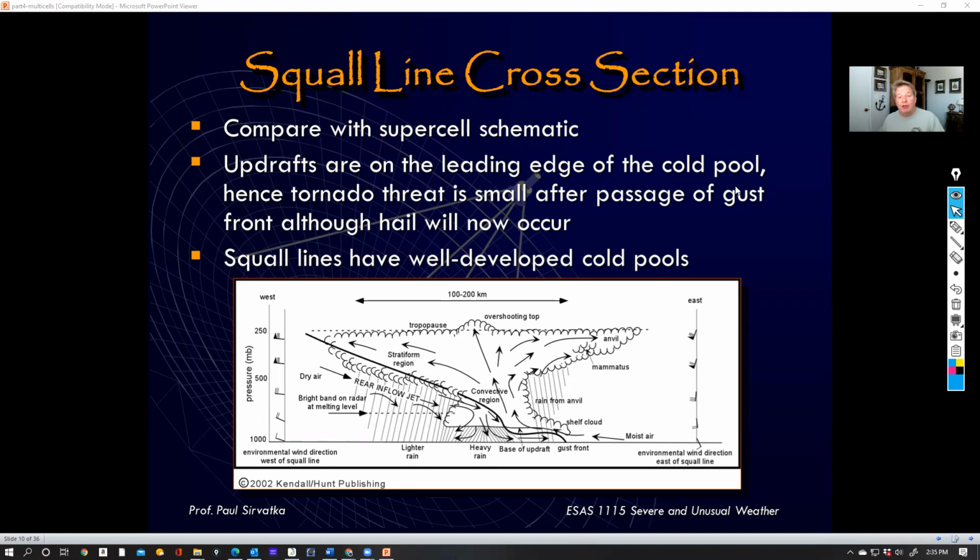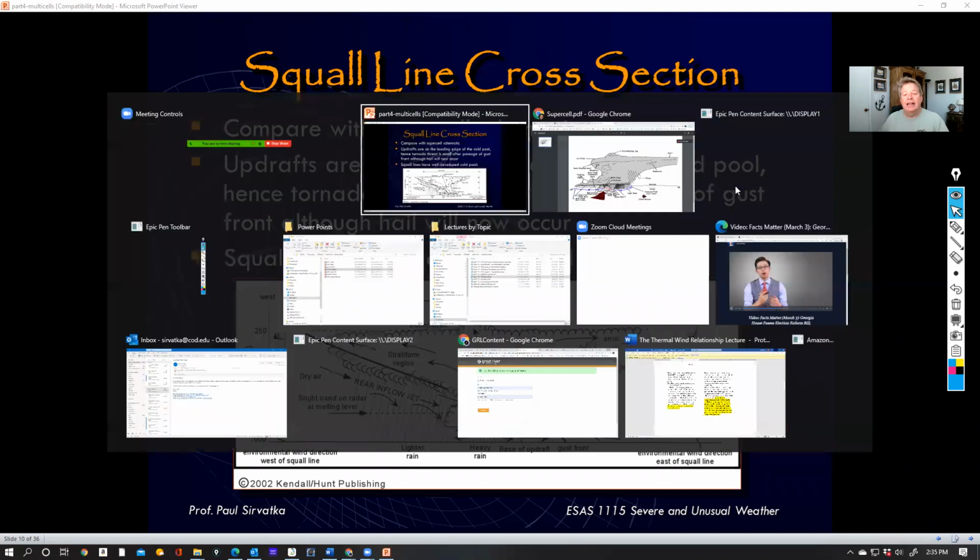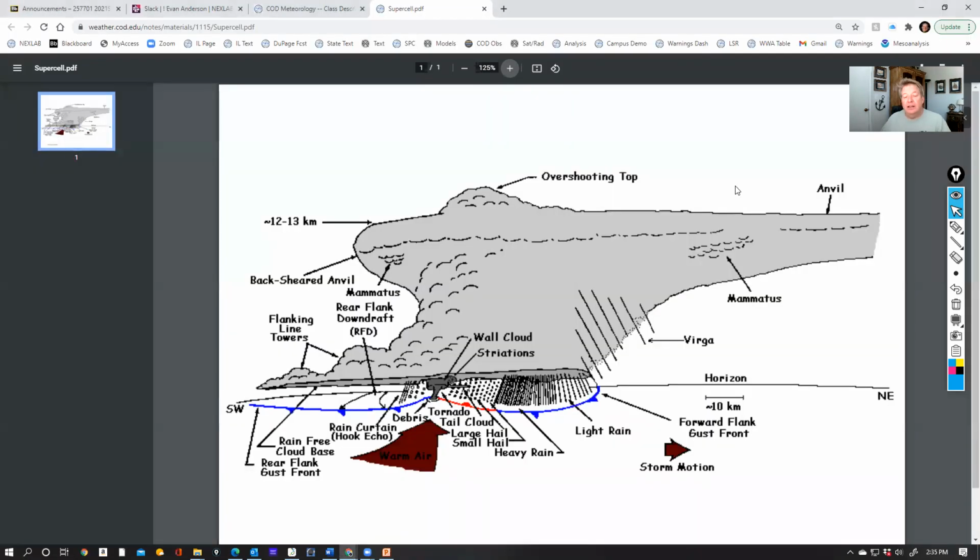Okay, so I have the cross section of the squall line, and over here I've got the schematic of the supercell. So we see in both, let's take a look at what's the same. We have the overshooting top, and then we have the anvil. And maybe under the anvil's mammatus.